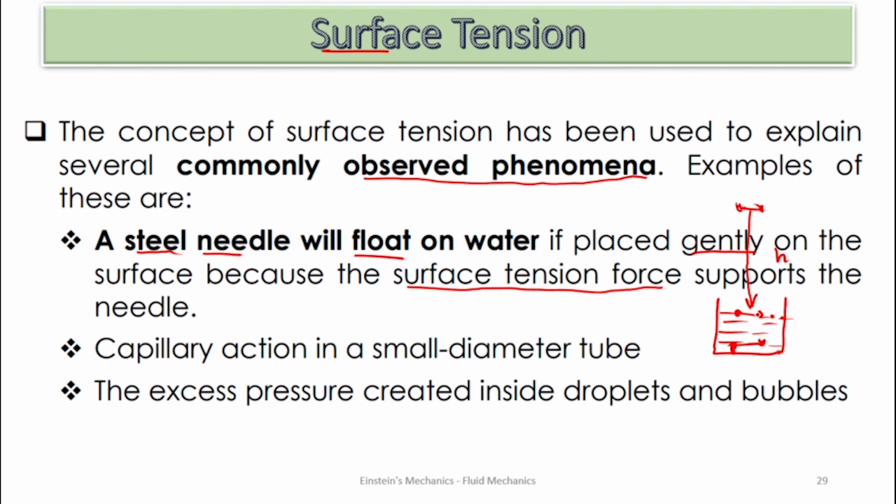I hope we understand. So one phenomenon, a steel needle floating on water if gently placed, explains that the surfaces of fluids, liquids, have some amount of what? Attraction, or an amount of force greater than those below it. Are we good? Next, the capillary action in smaller diameter tubes, and the excess pressure created inside droplets and bubbles. Let's see how we explain these two points.